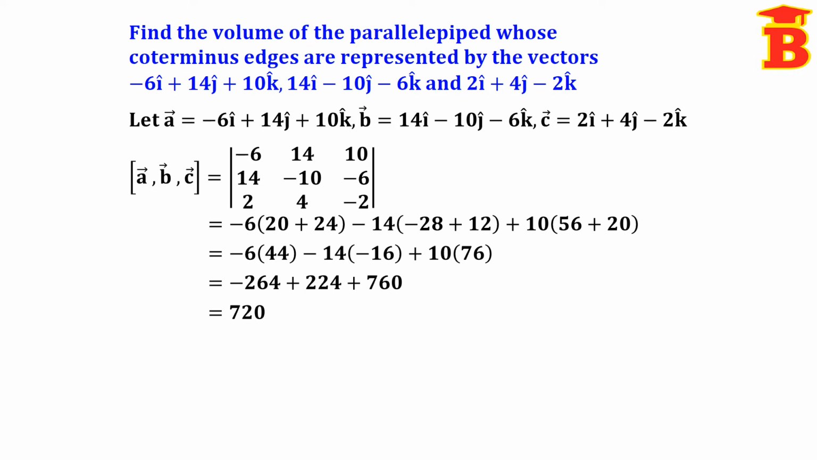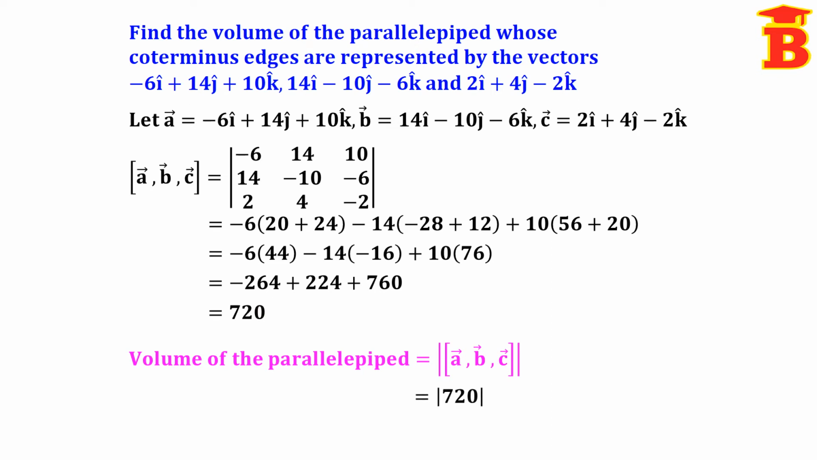And the result for this volume of parallelepiped is modulus of box product ABC. So here we have got the answer 720. Substituting this value here, this is equal to modulus of 720. Modulus means take positive only. Already it is positive. So the answer is equal to 720 cubic units. And we know that finally the volume should be positive. So that is why we have the result like this, modulus of box product ABC.